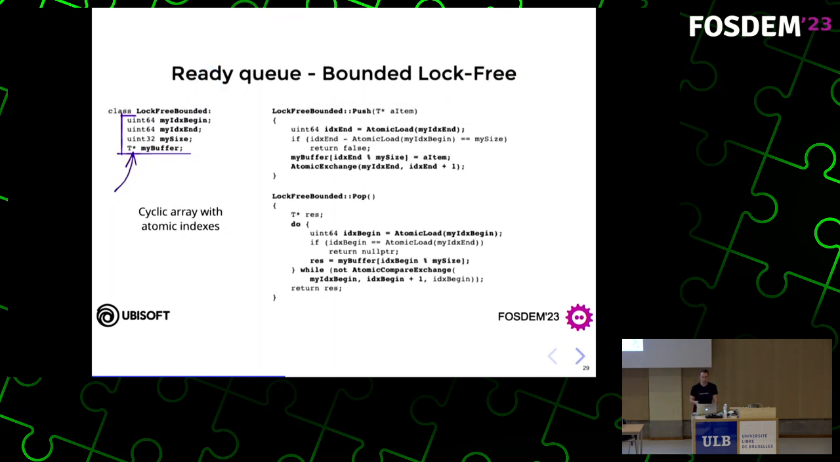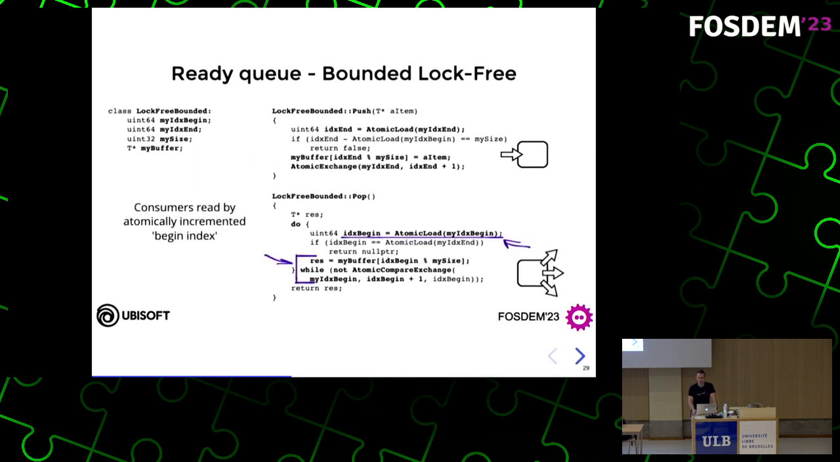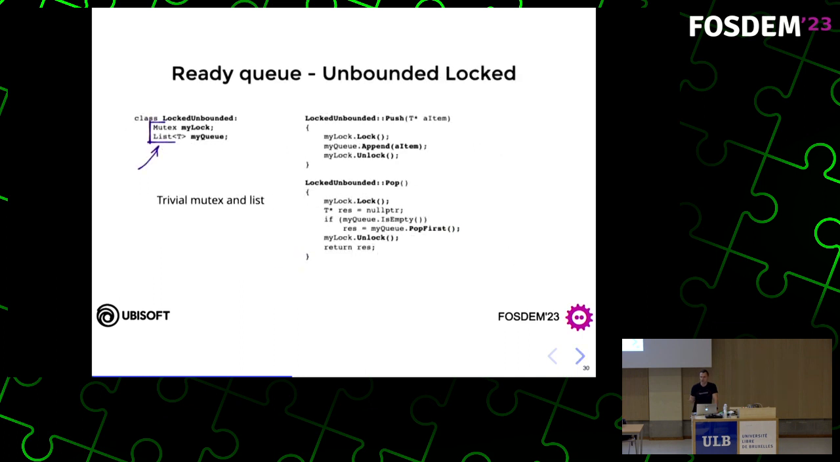The bounded lock-free queue is simple. It's just a cyclic array, except that the read and write indices we make atomic variables. So in pushing, the only thing that changes compared to a normal cyclic buffer is that you increment the write index atomically. Atomic increment, and that's it. And popping is just a little bit more complicated. We have to retry sometimes because there will be multiple consumers. They will compete for the same element sometimes. So atomic compare exchange will eventually fail and we will have to retry, but it's still quite simple. And the unbounded locked queue is just trivial: it's a mutex and a list, and we take the mutex on every operation. Then it becomes lock-based, but it's unbounded.